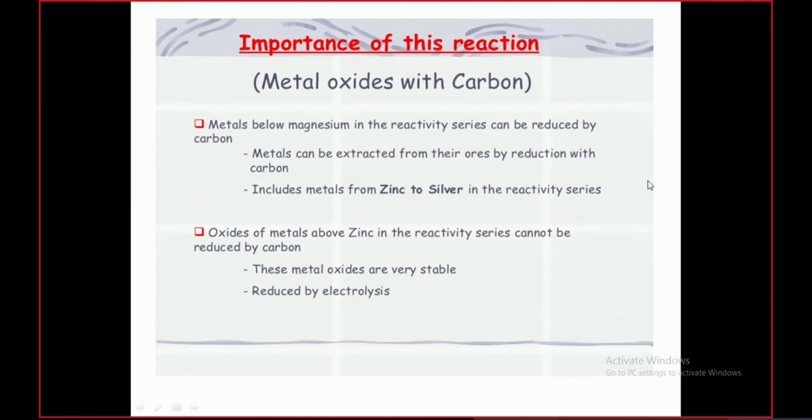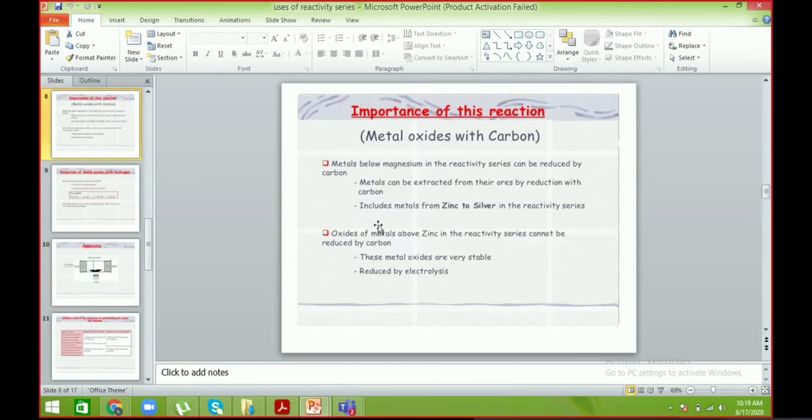Metals below magnesium in the reactivity series can be reduced by carbon. They are writing below magnesium, but I would say you can include aluminium and zinc in it. So metals can be extracted from the ore by reduction with carbon. This includes metals from zinc to silver in the reactivity series, and oxides of the metals above zinc in the reactivity series cannot be reduced by carbon.